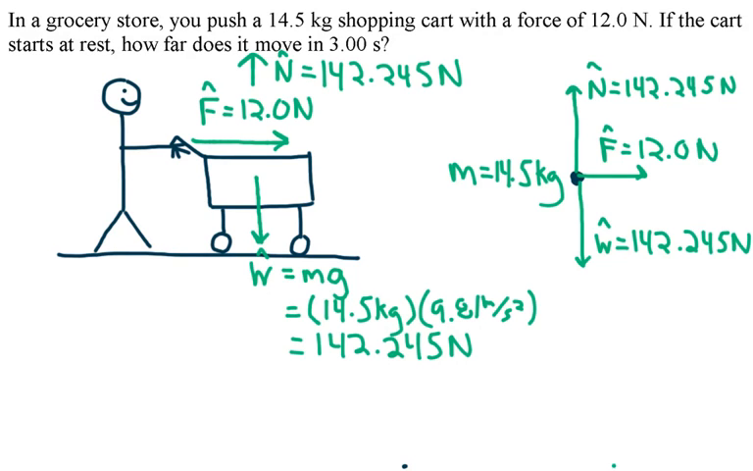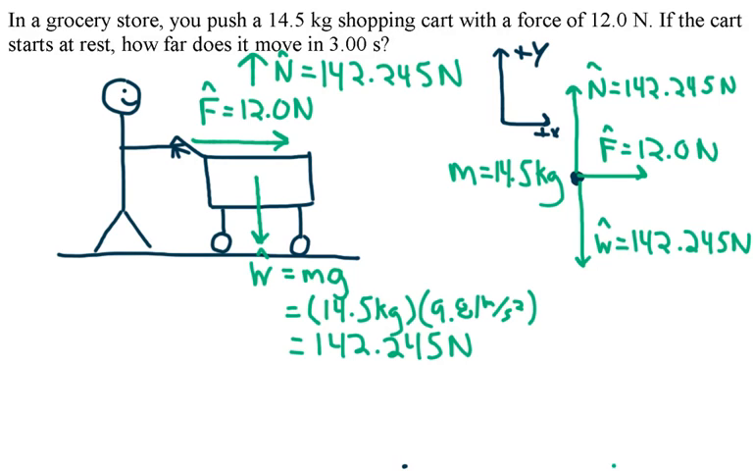Step number 3 says choose a convenient coordinate system. We're not making things too complicated here, so let's just use our traditional coordinate system, where up is our positive y-axis and to the right is our positive x. So we have to the right is positive x and up is positive y.